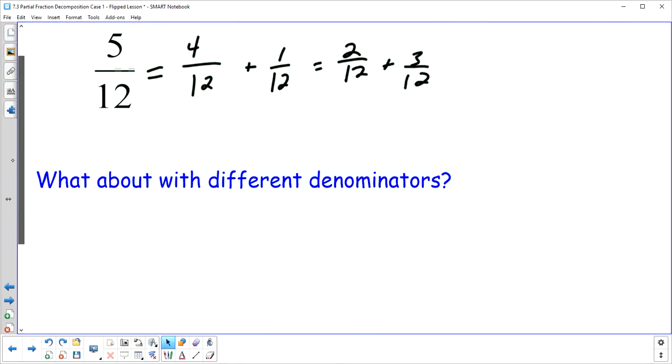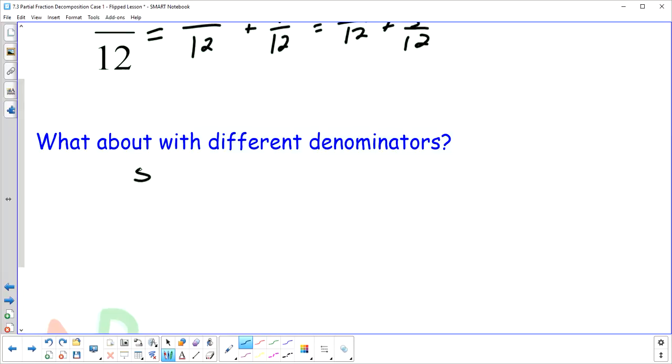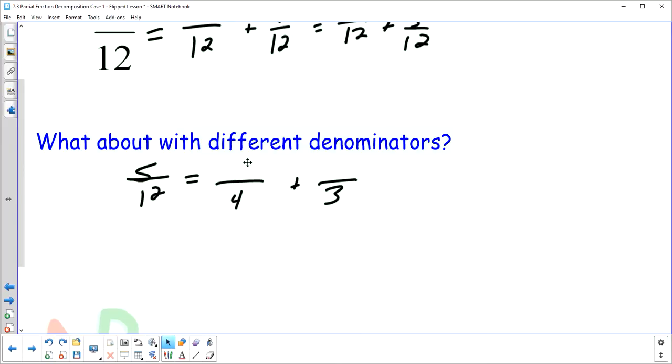But the idea with partial fraction decomposition is if we take something like 5 over 12 and we write it in a way so that our denominators are not 12. It's not as easy then. Like if we say maybe 4 and 3. Well, in this case, if we did something like partial fraction decomposition, we'd end up with negative 1 over 4 and 2 over 3.